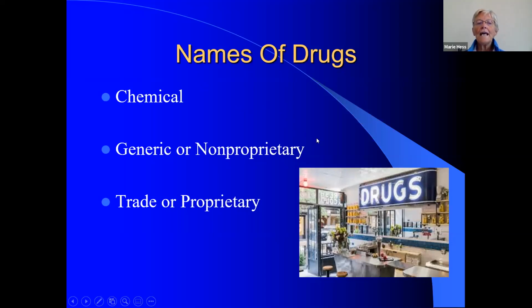Each drug only has one generic name. That's an important concept. The generic name for N-acetyl-para-aminophenol is acetaminophen. That's why we've gone to generic names, because there's only one per drug. Trade or proprietary names, there can be hundreds of them.